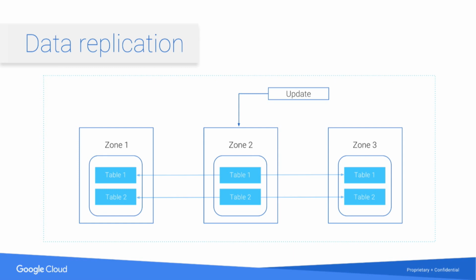Then that write master essentially coordinates, through a custom Paxos algorithm approach, where we synchronize the data in a synchronous manner across the other replicas that also contain that data. So all that's basically handled underneath the covers for you.